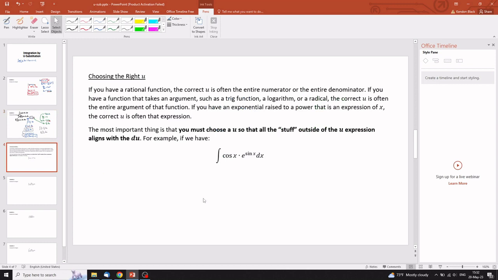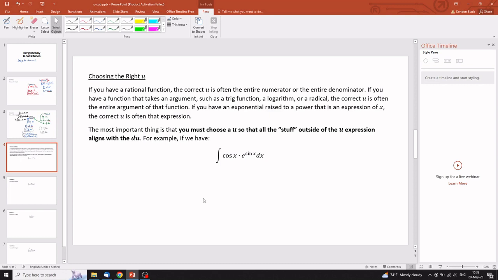Okay, before we move to the next example, let's talk about choosing the right u. So if you have a rational function, the correct u is often the entire numerator or the entire denominator. If you have a function that takes an argument, such as a trig function, a logarithm, or a radical, the correct u is often the entire argument of that function. So for example, if you had sine of x squared plus 2 in parentheses, the u might very well be the x squared plus 2. Or if you have the square root of 2x minus 5, then u might be 2x minus 5.